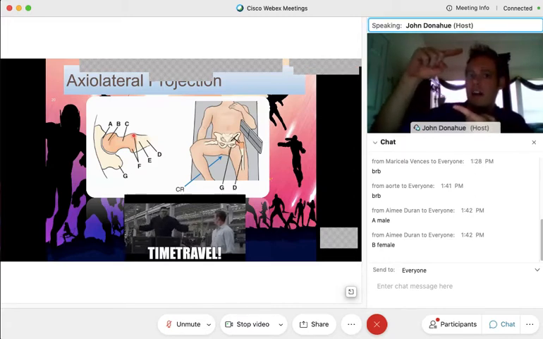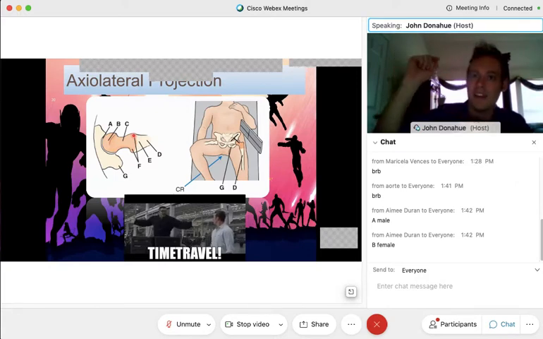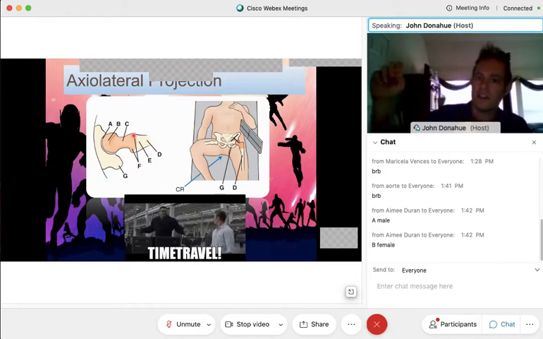I'll show you a little more on the actual x-ray. And no, it's not the frog leg method. I saw one of y'all put that in the chat. The frog leg method is actually a completely different view that we're going to go over. This is the Danelius-Miller axiolateral hip.